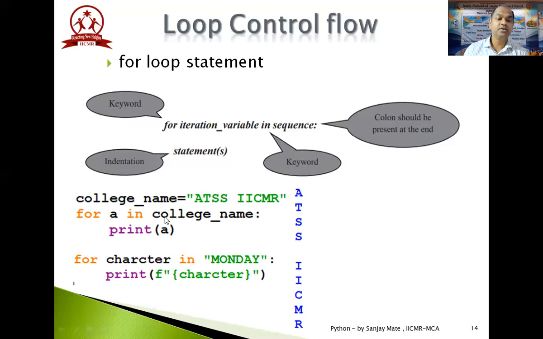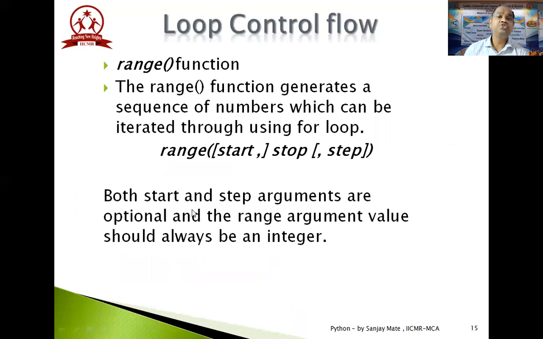Yes, you can even provide the direct string also. Earlier I provided the variable name, but here I am directly providing Monday, and here I am printing it. So M will be stored in the character variable and printed, then O, then N, then D, then A, and then Y, and Monday will be printed. Or you can use the for loop, generally in many cases, with a range. Range provides you a sequence of numbers, and from that sequence of numbers you can use the for loop.